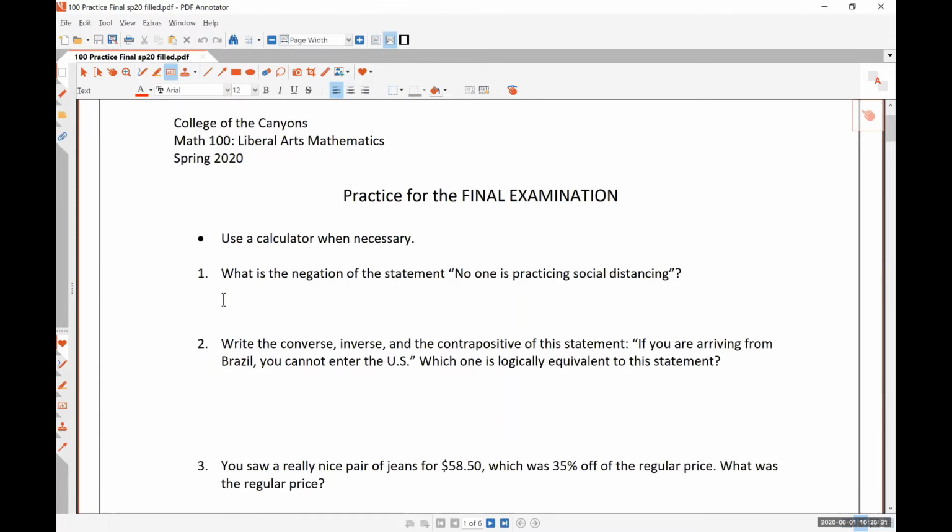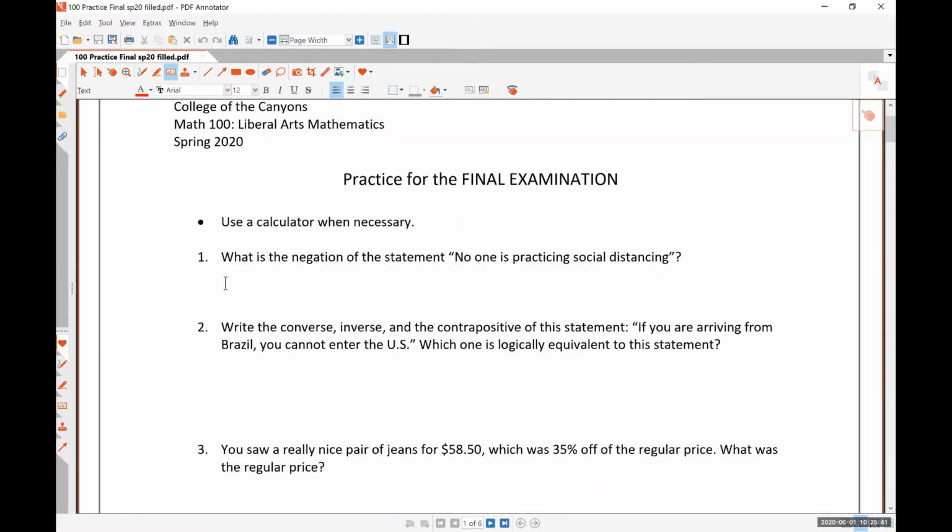You should have your calculator when you are taking your exam, and also while you do this final exam prep. Okay, so here's the first question. What is the negation of the statement, no one is practicing social distancing? I will be both writing on the screen and typing on the screen as well, because for some of these, especially the first questions, it is quicker to type my answers here.